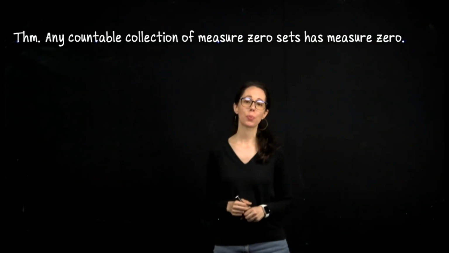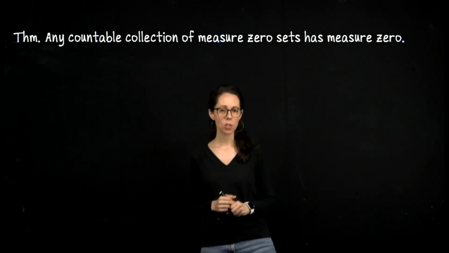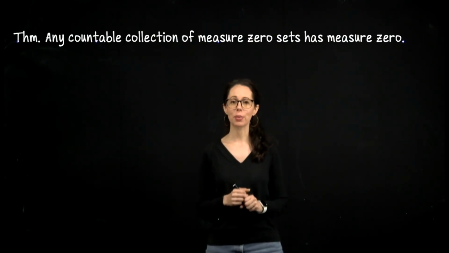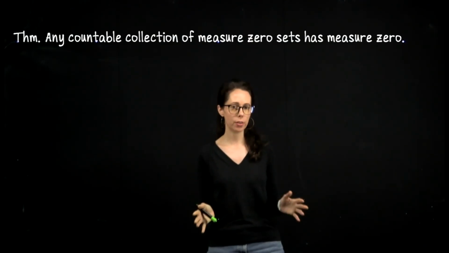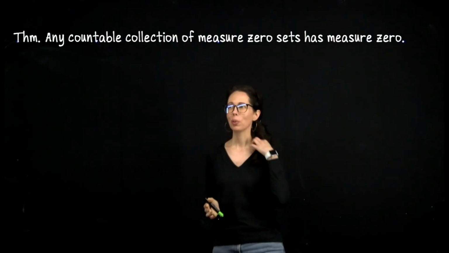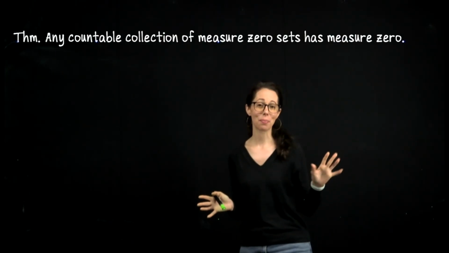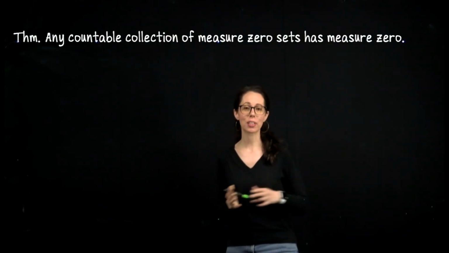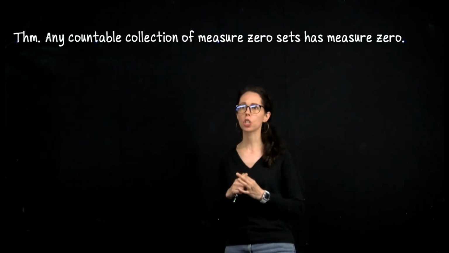Now I would like for us to prove this theorem. Any countable collection of measure 0 sets has measure 0 in its own right. We'll talk about how we could use this theorem, say, to address the question of the rationals that we just looked at in the end. Let's jump right into this proof.